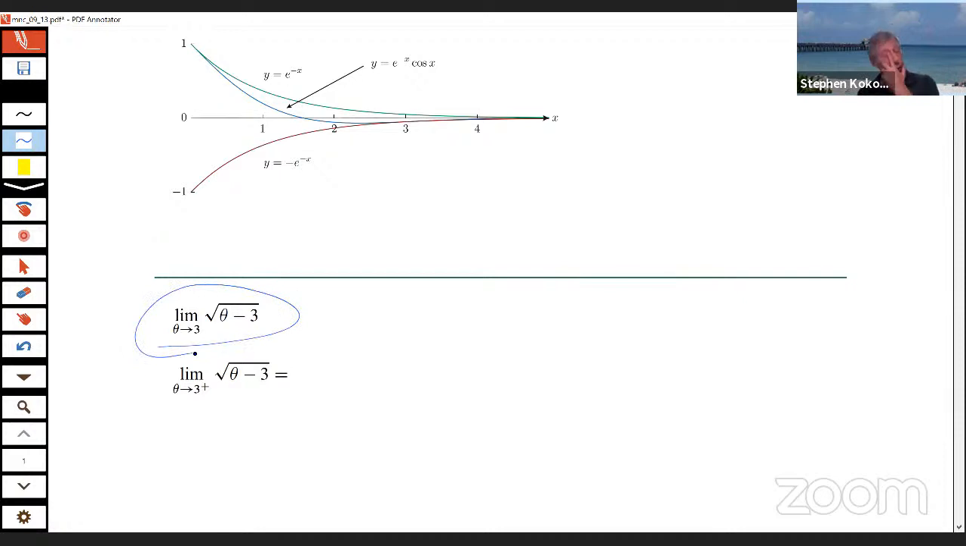The limit as theta goes to 3 of the square root of theta minus 3. And I have to tell you that I would never ask this kind of a question of my students. I would think this is kind of a sneaky question. Because you've got to think about this a little bit and note that this function here is not defined for theta to the left of 3, because I can't take the square root of a negative number.